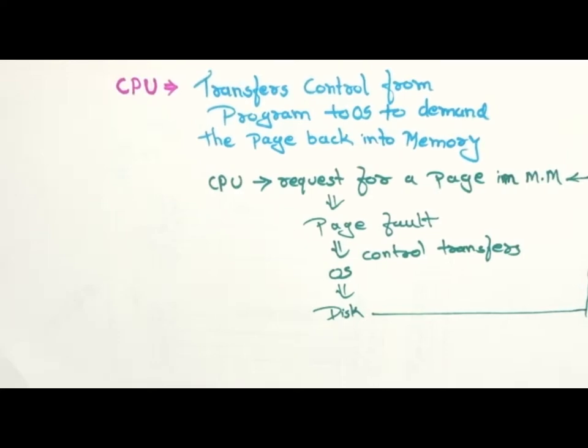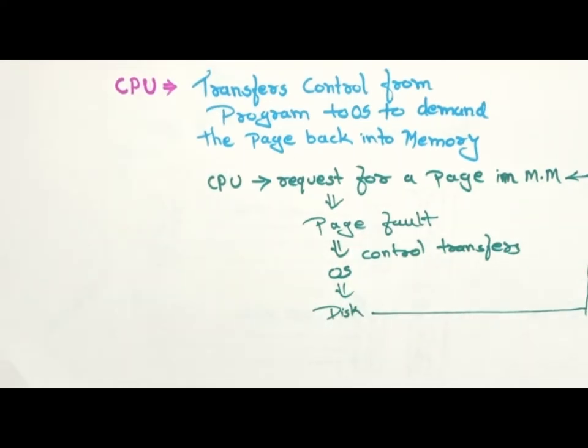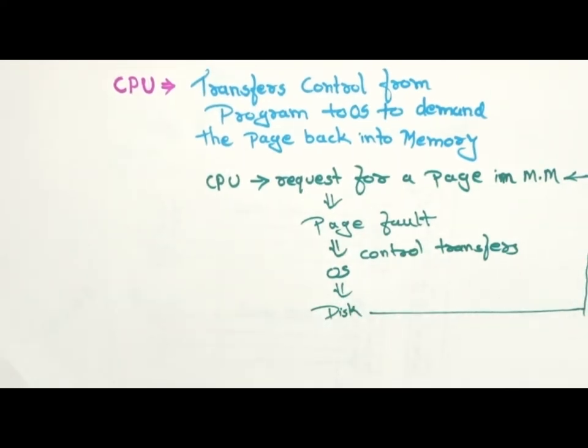Whenever the CPU demands a page and that page is not present in the main memory, you call it a page fault. To overcome that page fault, the CPU will transfer control to the operating system. Then the operating system demands the page back from the disk, that is the secondary memory, into the main memory. So this is the concept of demand paging. Thank you.